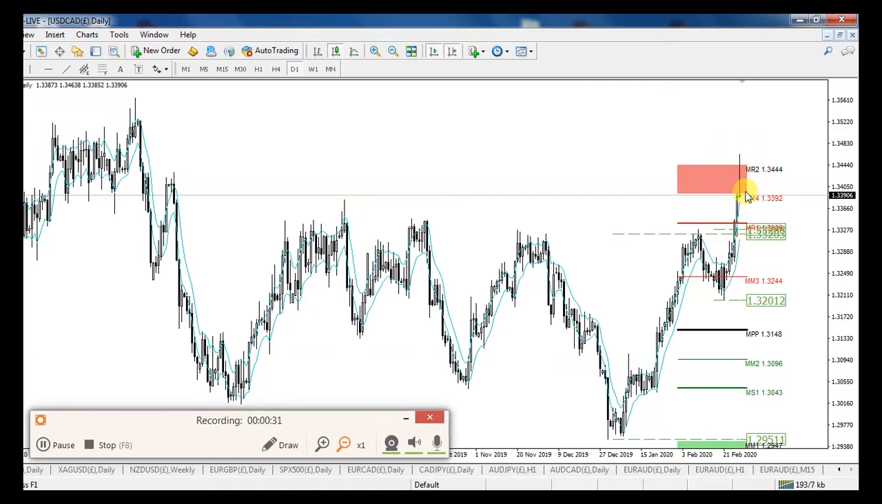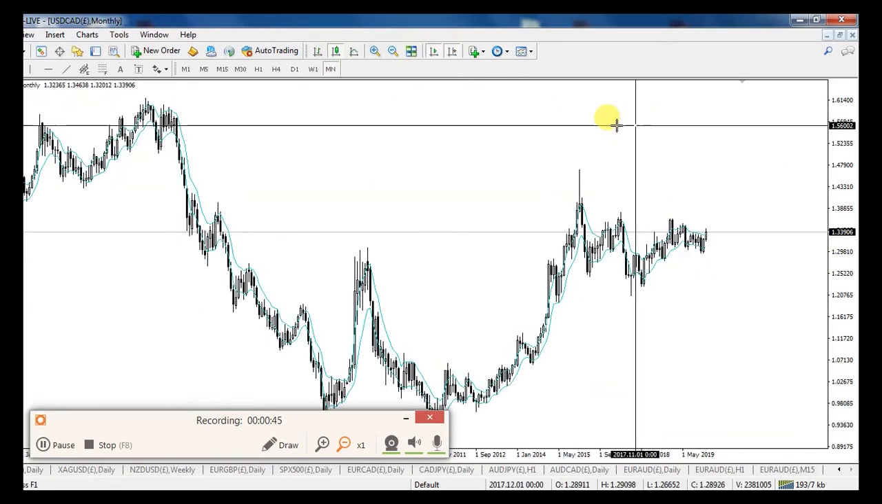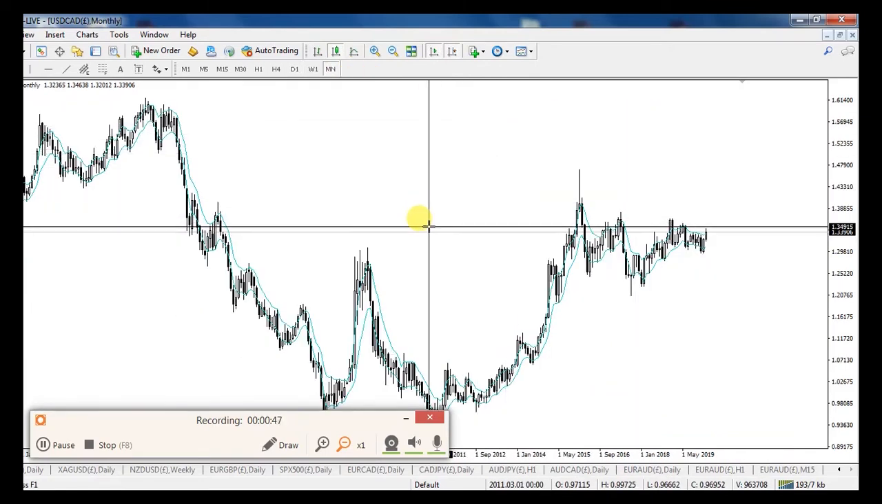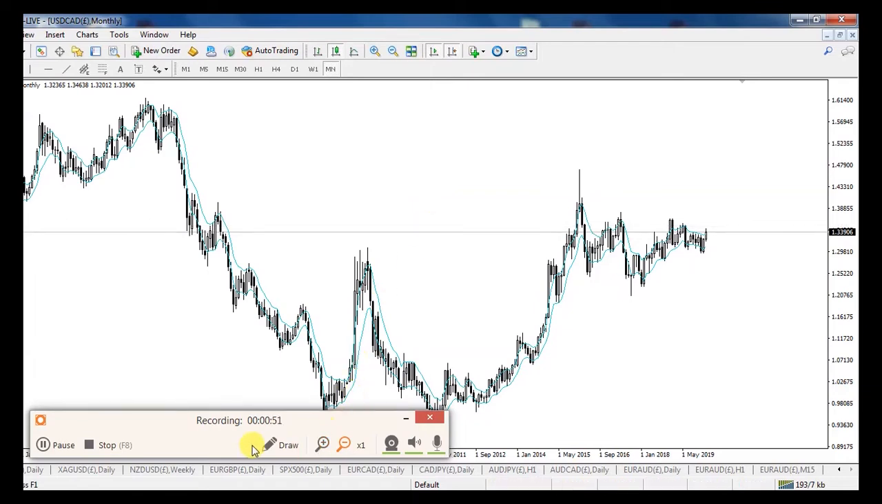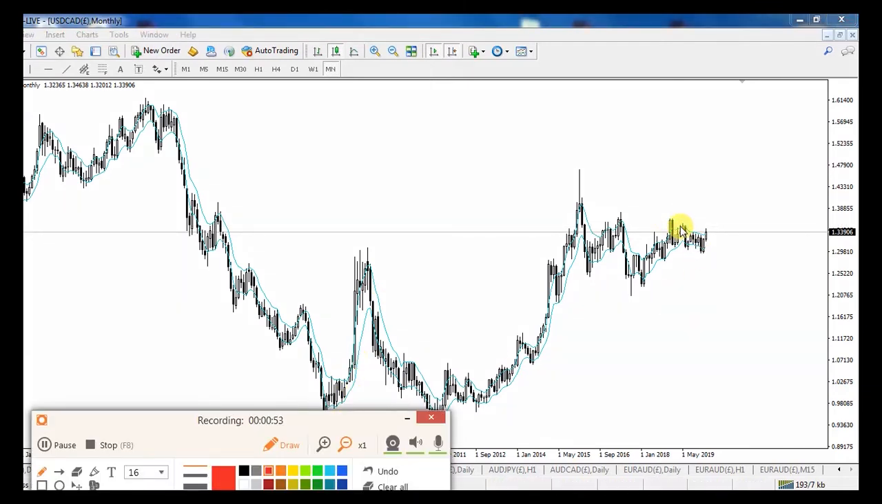It put this inverted hammer candle. I don't particularly like when the price does that and closes like this, but I'm still looking to the long side, towards another monthly high, which is up here around 1.3500, which is these highs here.